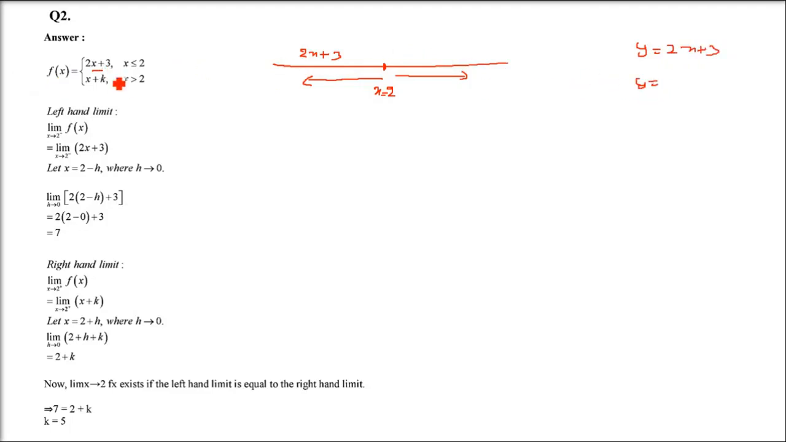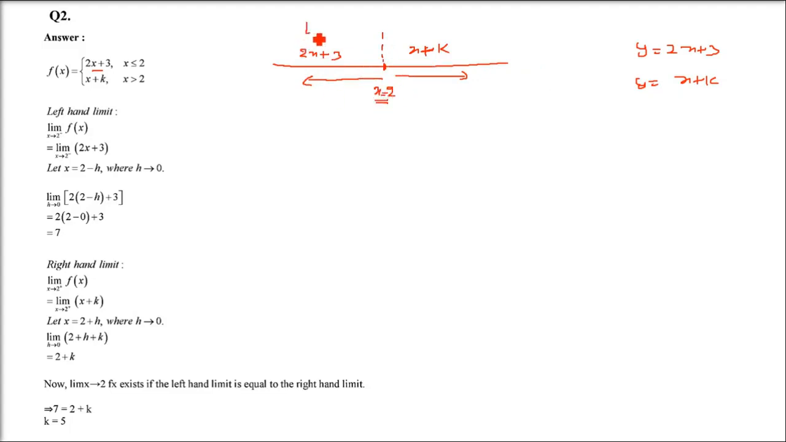When we have the right hand side, that is if you go above 2 or add something to 2, it has to be x plus k. So the right hand side is x plus k. When we take the left hand limit and the right hand limit, we have to find k. k is not known. The limit exists, so we equate the left hand and right hand limits. That is the way we find k.